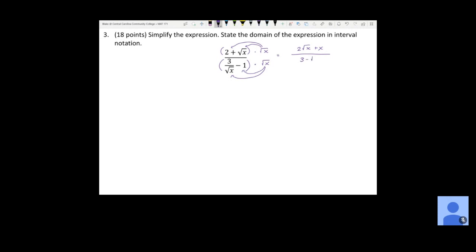3 minus the square root of x. Because in the first part, right, it's just going to cancel out the square root of x in the denominator, which is what we were trying to do. That's where we get the 3. And then negative 1 times square root of x gives us a negative square root of x. Any questions on that part?